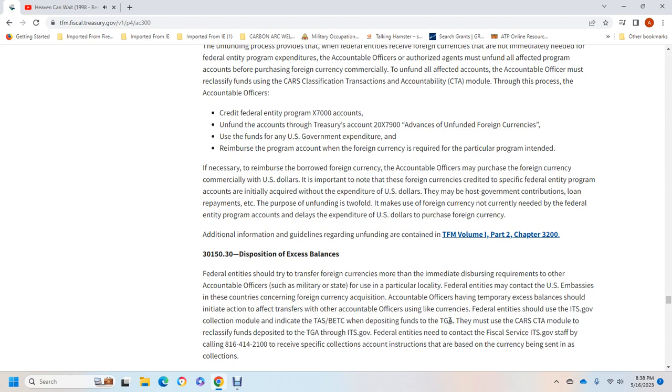type code when depositing funds with the Treasury General Fund accounting, Treasury General Account. It may use the Common Access Reporting System, CTA, the Classification Transaction Accountability model, to reclassify the funds deposited with the Treasury General Fund and through the International Treasury System Gov. Federal entities needing to contact officials of the International Treasury System Gov staff can call 816-414-2100 to receive the specific collection accounting, based on the currency being sent into the collection.